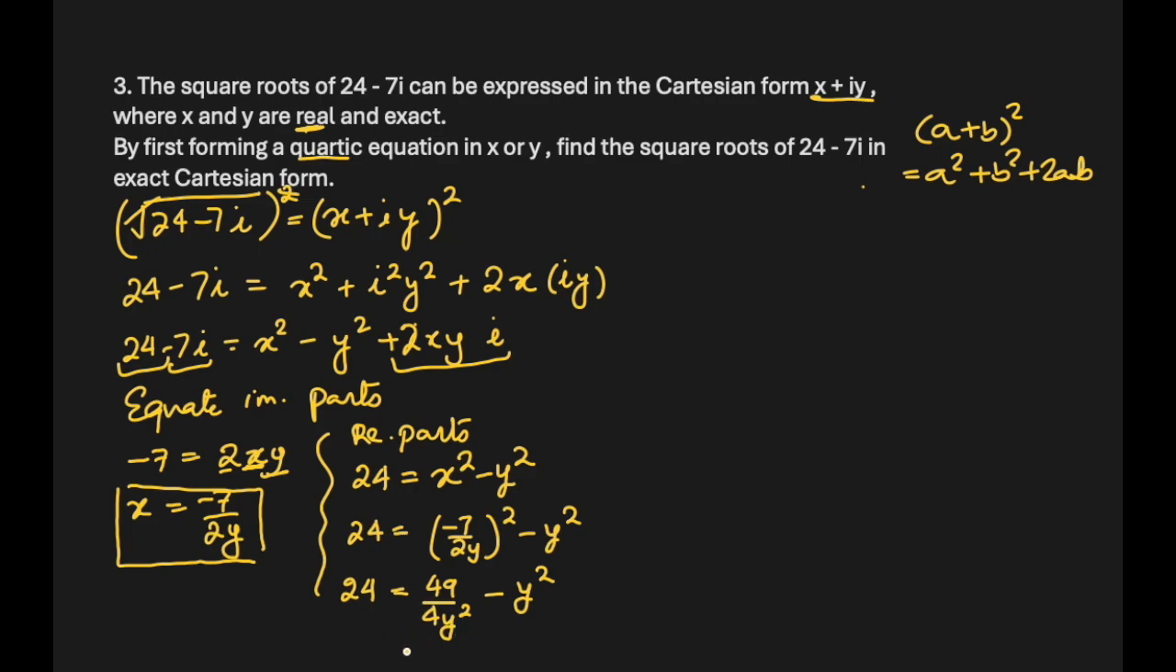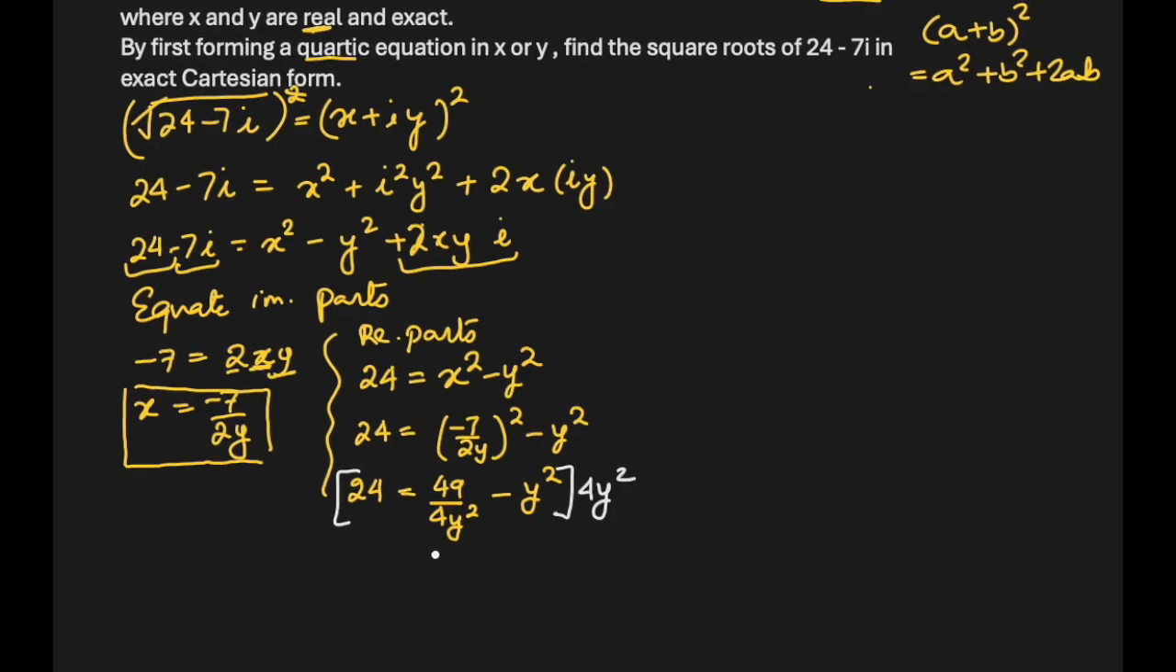Let's get rid of this denominator by multiplying the whole equation by 4y square. So 4y square times 24 will be 96 y square, equal to 49, which remains 49 because 4y square and 4y square cancel out, and minus 4y to the power 4.